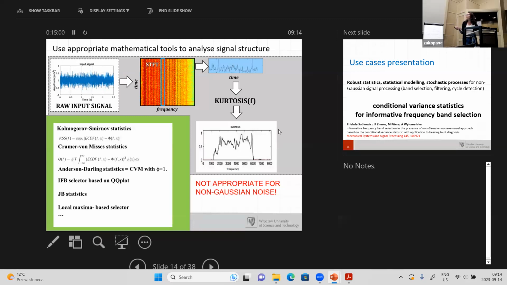And in our previous research, we proposed very well-known statistics that we know from statistical lectures to indicate the impulsive behavior of the signal represented in the time-frequency domain. And actually, they are much better than the classical kurtosis. And maybe this is a surprise for you. However, some of them, like the JB test or JB statistic, are applied in a real monitoring system in the mining industry.